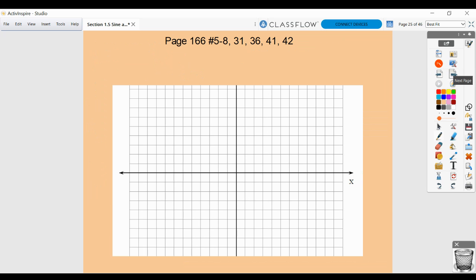Okay, so your homework is page 166, 5 through 8. I believe with these ones, you're just looking for the amplitude and the period. You do not have to graph them. And then you do have to graph 31, 36, 41, and 42.